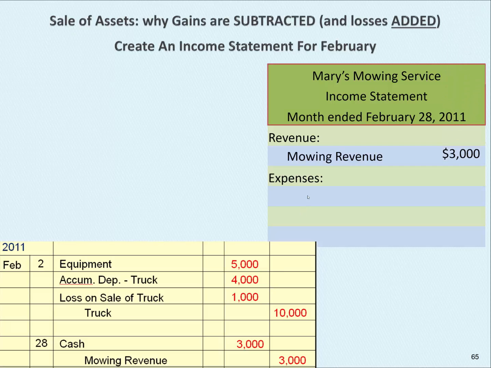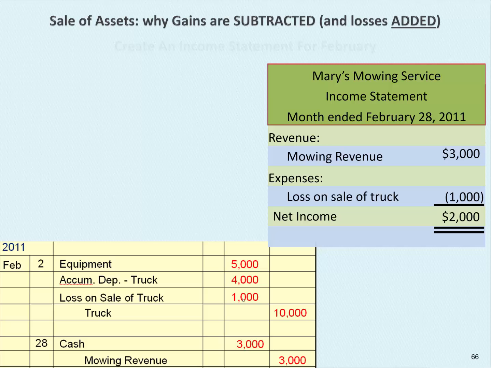And now we need expenses or losses. Remember, losses go in the expense section of an income statement. And we look down here, we have a $1,000 loss on the sale of that truck. So what's our net income? Well, revenue minus those expenses gives us a net income of $2,000. So now that we have the net income, we can start creating our statement of cash flows.